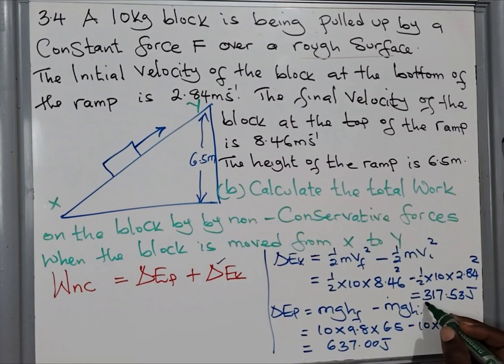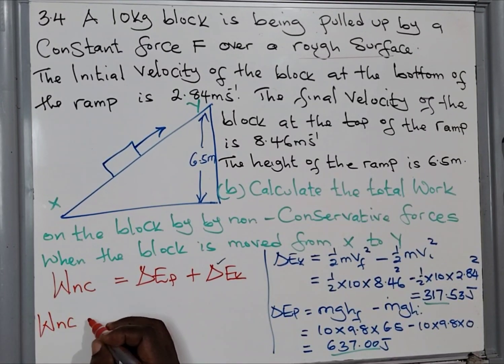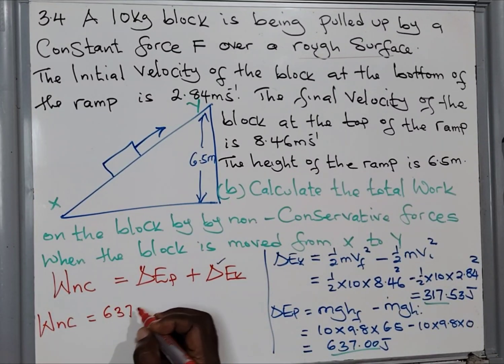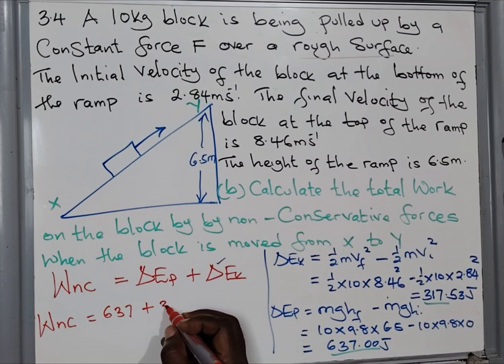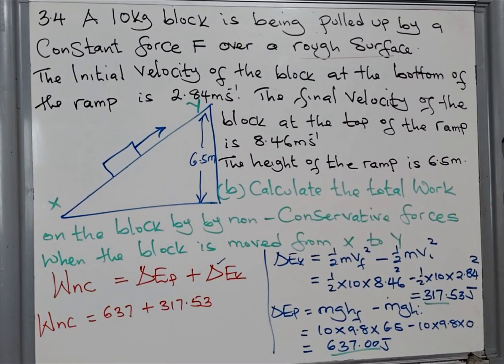But we have to remember that we have this and we have this, and they are substitutable here. So what are you going to say here? We are going to say that work done by non-conservative force is equal to change in EP, which is 637, plus change in EK, which is 317.53. So what you get out of that is going to be our work done by non-conservative forces. So that is it. It is 954.53 joules.